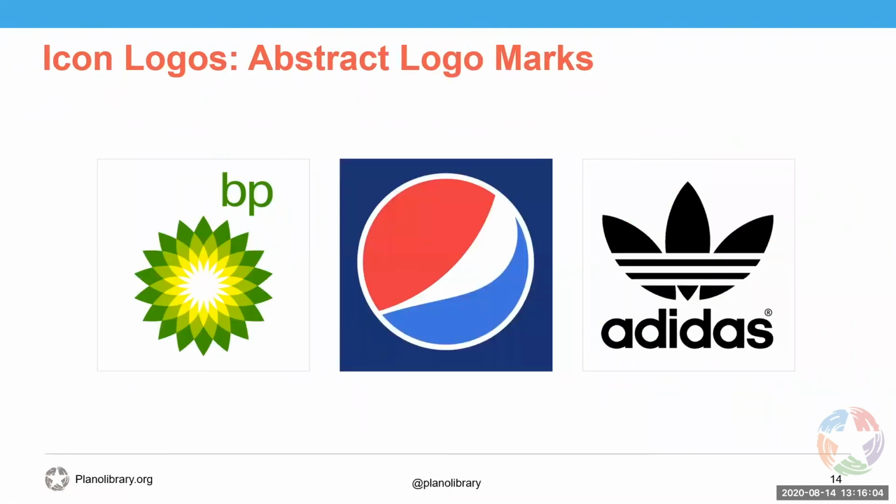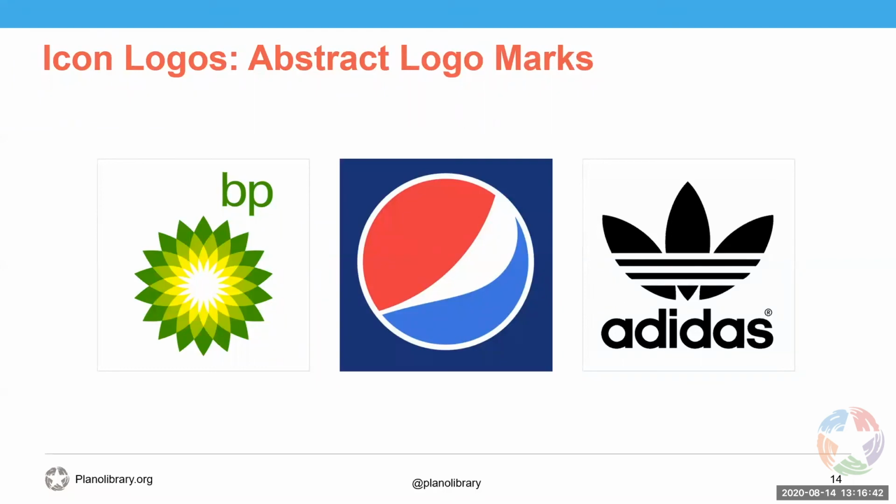We also have abstract logos. As opposed to pictorial icons, these allow you to completely create a new unique image for your business. So BP, I consider them primarily an oil company, an energy company. This green sunburst has nothing to do specifically with energy, but it kind of gives the idea that they are a green company, that they are focusing on natural resources.